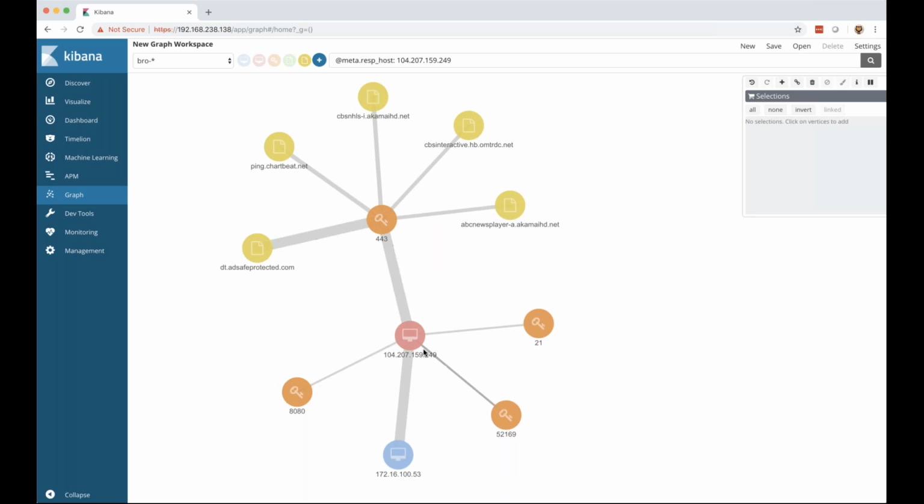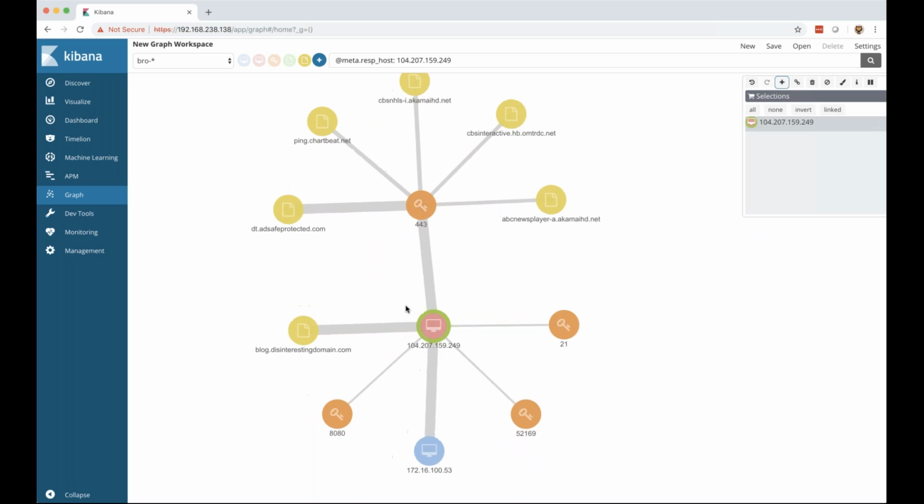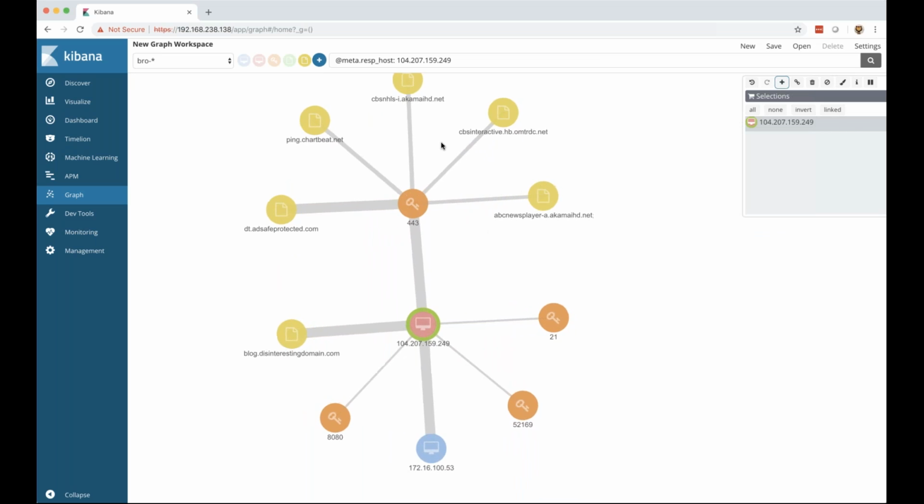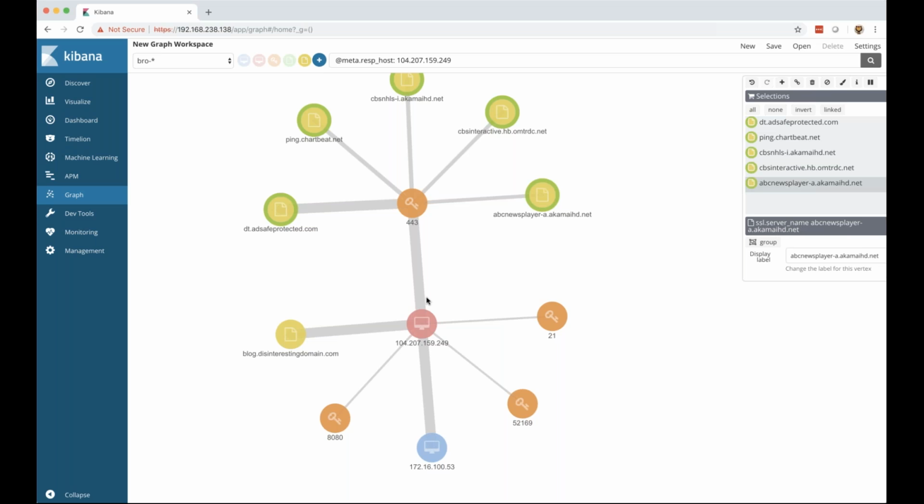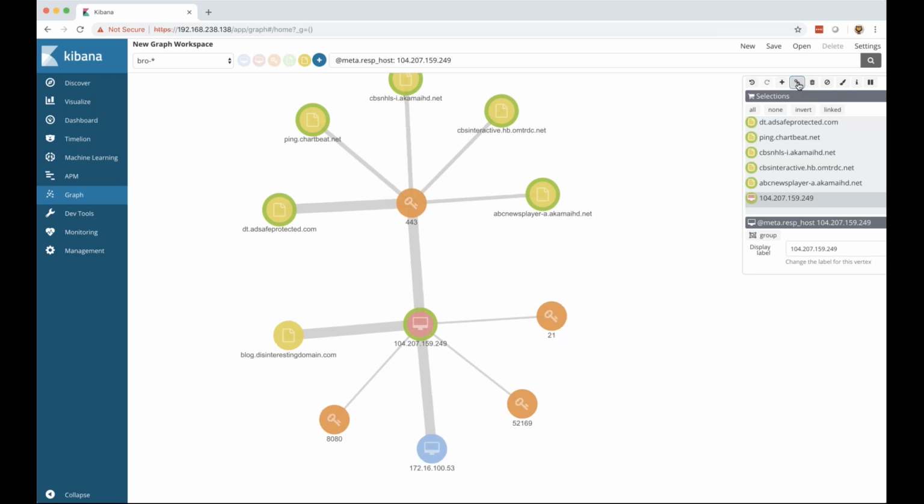So to find out which SSL sites he's associated with, we actually need to select him, hit the plus, and then if I wanted to find out, are any of the existing ones connected, I could highlight each of those, and I could click this link button. Now, because it bounces, we can see that none of those are associated.